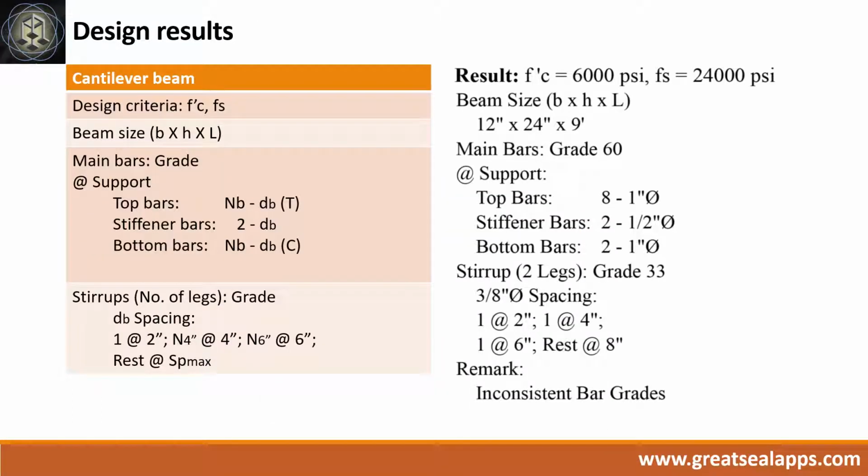Design results are as follows. Fc prime equals 6,000 psi, Fs equals 24,000 psi, beam size is 12 inches by 24 inches by 9 feet, main bars of grade 60, at support, top bars 8 pieces 1-inch diameter bar, stiffener bars 2 pieces half-inch diameter bar, bottom bars 2 pieces 1-inch diameter bar, stirrups of 2 legs of grade 33, 3/8-inch diameter bar spacing, 1 at 2 inches, 1 at 4 inches, 1 at 6 inches, rest at 8 inches.